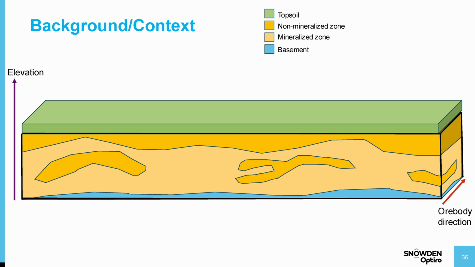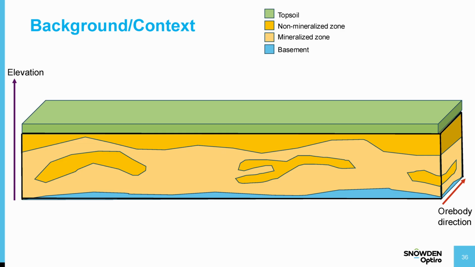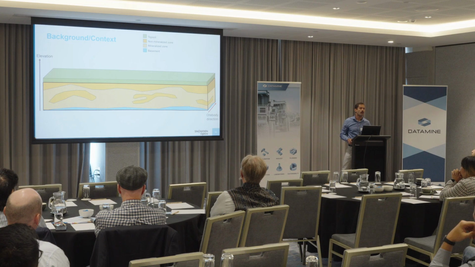I've created here a simple representation where you can see the layers from the top down. We have the topsoil on the top, the green one. In the middle we have some mineralized zones and non-mineralized zones. I'm considering non-mineralized zones as material below the cutoff grade. And at the base, you have the basement, and your ore body direction will be kilometers in one direction.